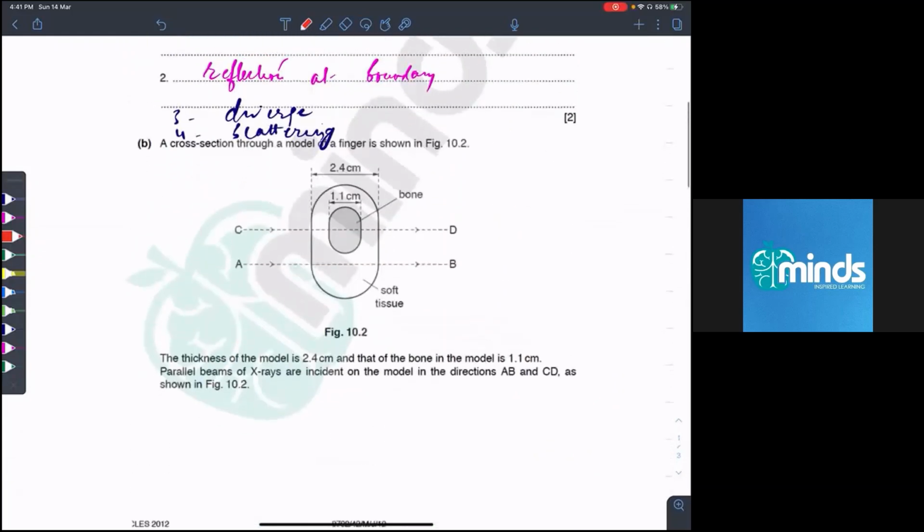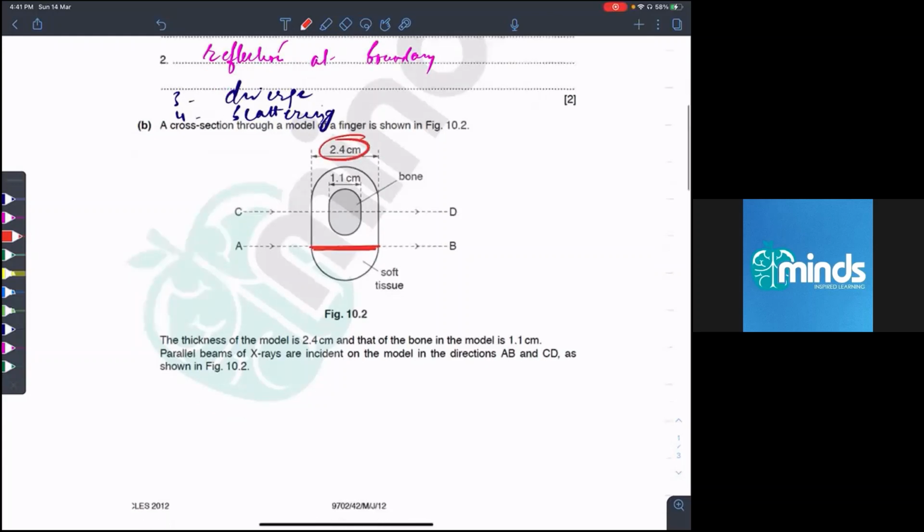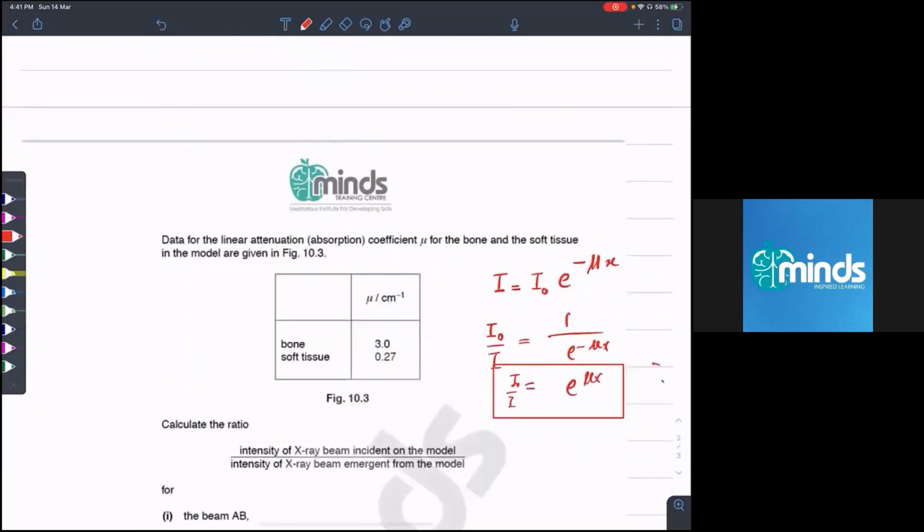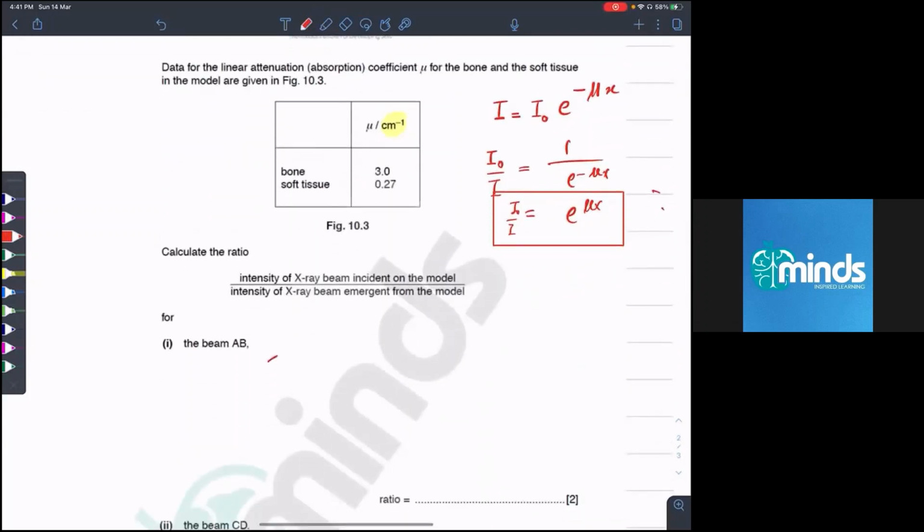Now, beam AB is passing through soft tissue all the time. So what distance has it traveled? 2.4 centimeter. And absorption coefficient for soft tissue is 0.27. Take care of the unit. The given value is in centimeter inverse, so I don't need to change the thickness into meter. I will directly use 0.27. So I will calculate it like this. I naught over I is equal to e raised to mu x, mu is 0.27 into x, which is 2.4.